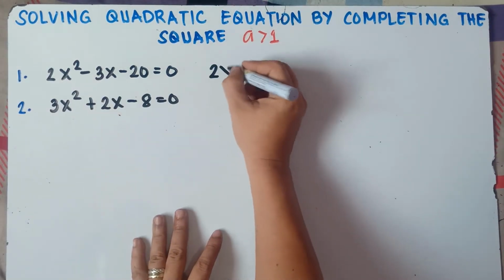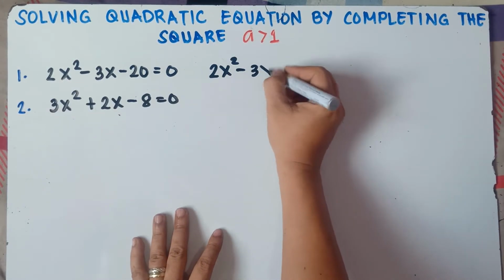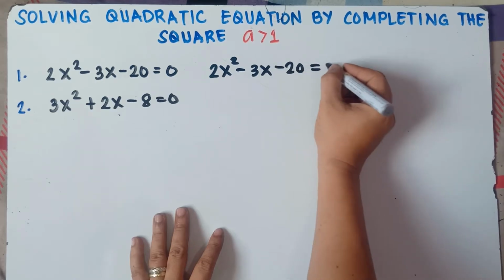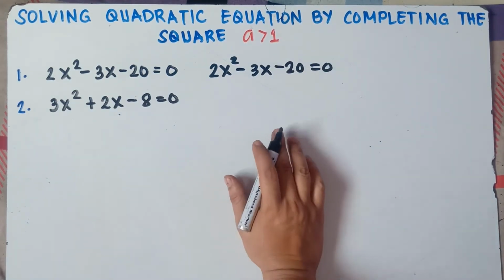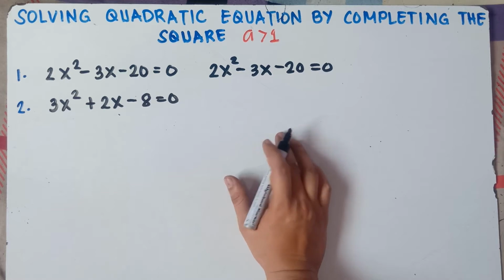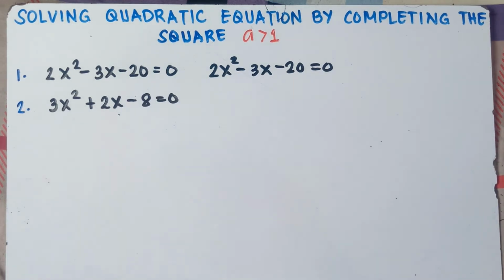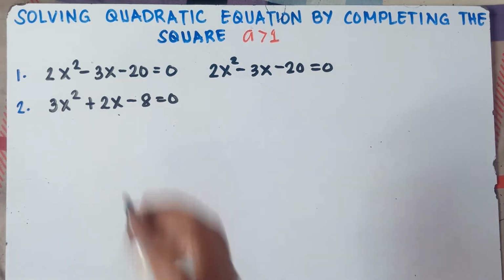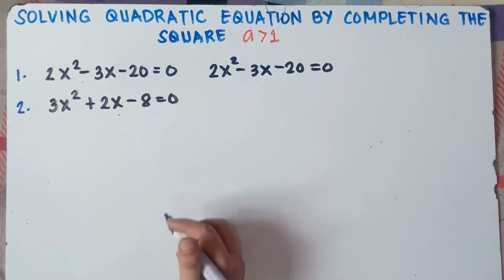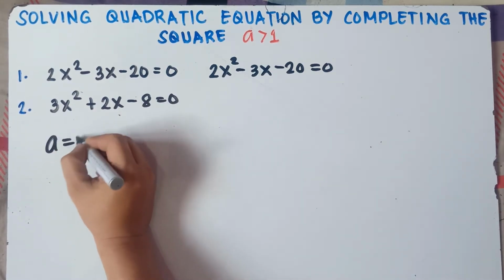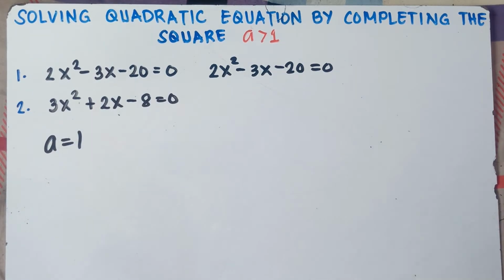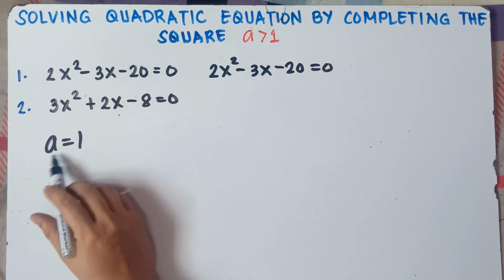Let me copy the equation: 2x squared minus 3x minus 20 equals 0. Now, the first step, class, is that we need to divide the equation by 2. Question, why is that, sir? Because in completing the square, class, always remember this one, that a should be equal to 1. Once again, in completing the square, a should be equal to 1.